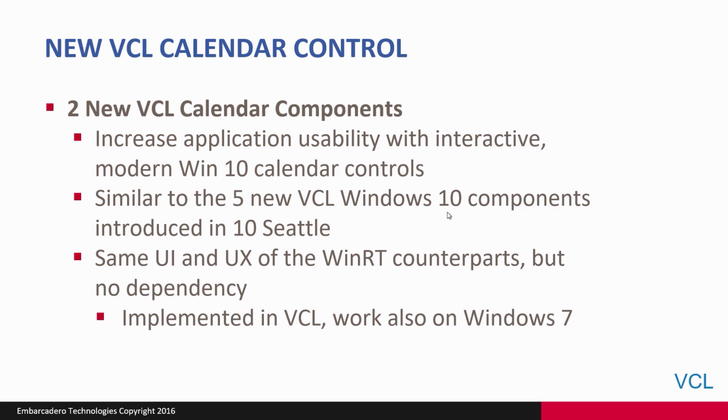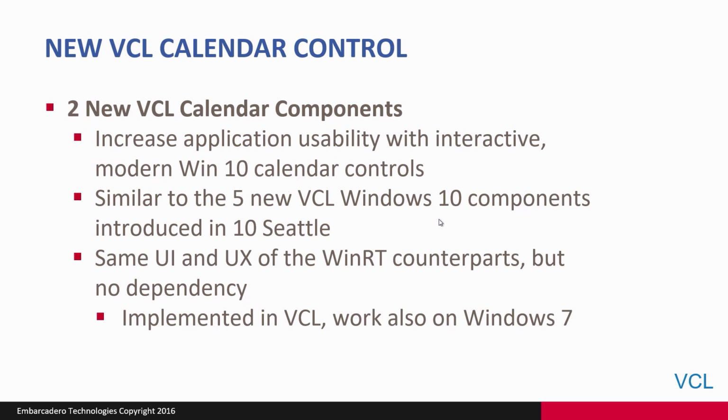The other feature I want to mention is the new VCL Calendar Control. This is actually two controls, two ways to use a control. This is similar to the controls that we added in 10 Seattle for VCL. The behavior and the look and feel is that of the Windows 10 WinRT components, but these components are built completely in VCL, so they can be used also in applications that run on Windows 7.